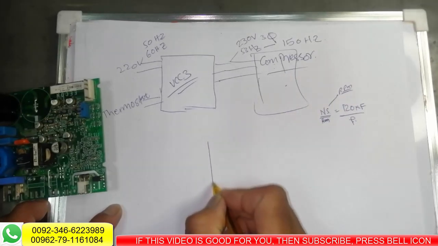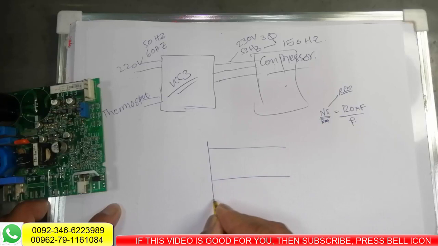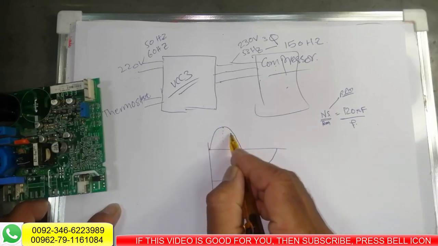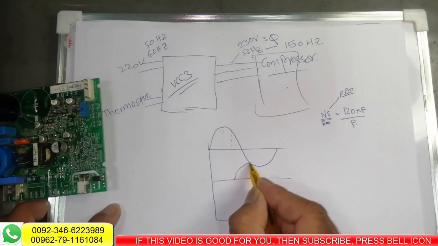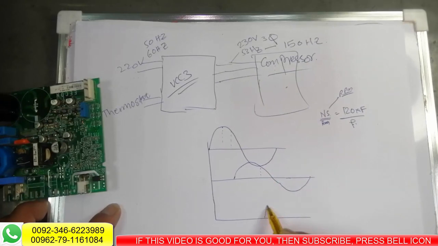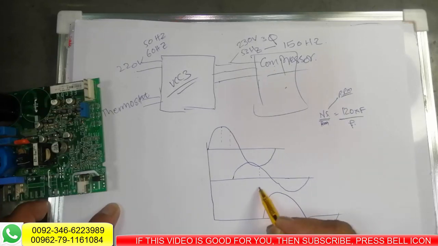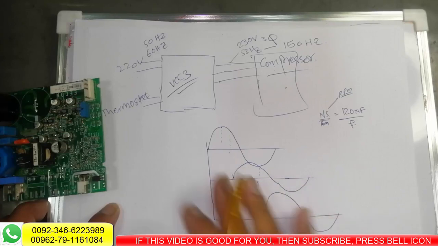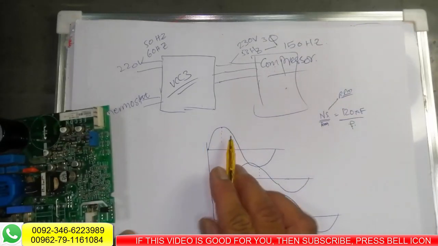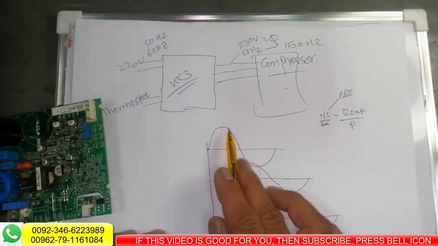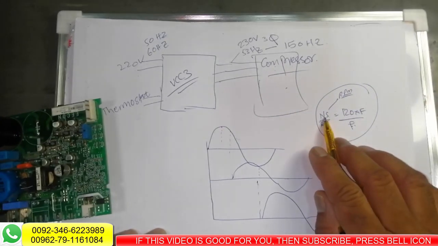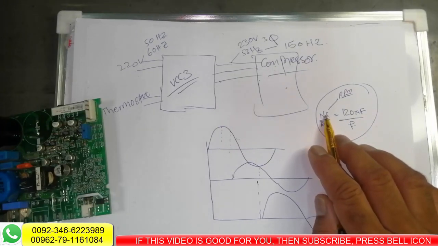Okay, and we have three phases here. This is the first cycle, 90, here is 120. The second cycle is starting from here, and the third cycle. Every phase is 120 degrees apart from the other. 120 degrees, 120 degrees. So in three phases, every phase is 120 degrees apart. So when we increase or decrease the frequency, this formula will work, and the number of revolutions per minute of the compressor will increase or decrease.